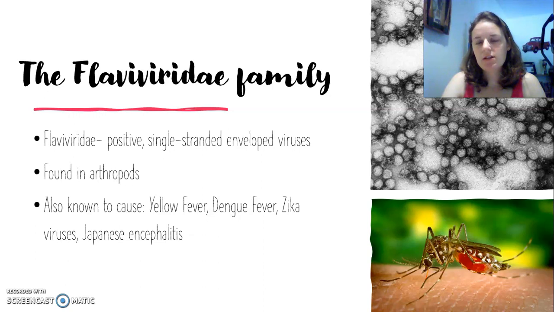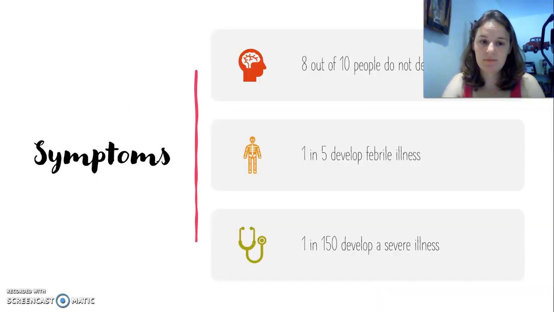And this family is also known to cause other diseases you may have heard of, such as yellow fever, dengue fever, Zika, everyone knows that one, and Japanese encephalitis. And this family of viruses are commonly found in arthropods, so for example, that's mosquitoes and ticks. So these are all vector-transmitted diseases.